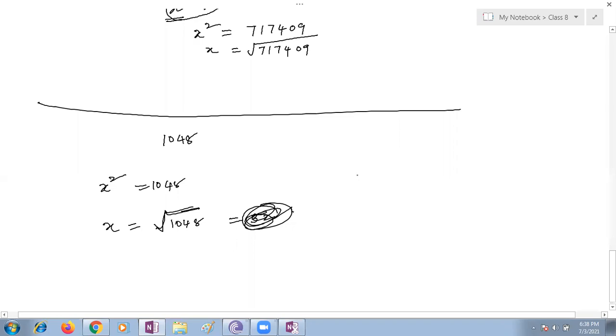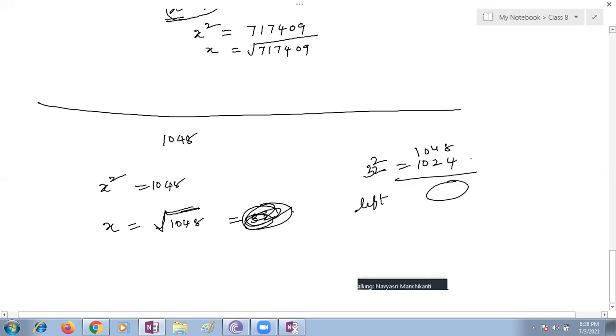Actually, which is the nearest square of 1048? Ma'am, 32 squared, which is 1024. So you have to subtract it from your number, children. Those are the leftover children. Ma'am, it's 24, ma'am. How many? 24. Yes, right. 24 students are left over. Children, please practice this type of application part.